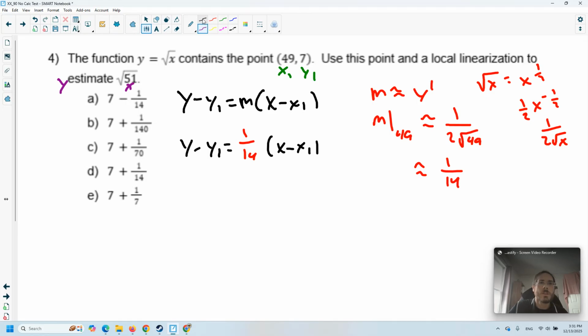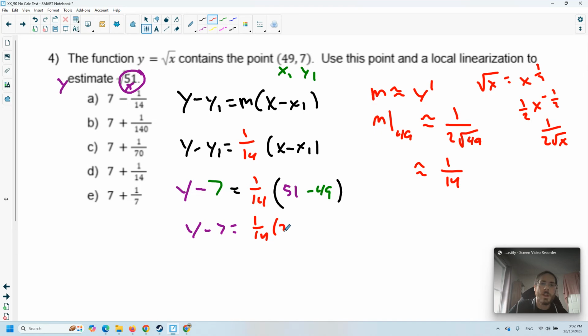So let's see what we got here. X is not the square root of 51. X is just regular 51. Sorry. So we got y minus y1, and y1 is 7, equals 1/14 times x minus x1. Because we're trying to find the square root of 51, x is 51. We know the square root of 49, so x1 is 49. So we get y minus 7 equals 1/14 times 2.